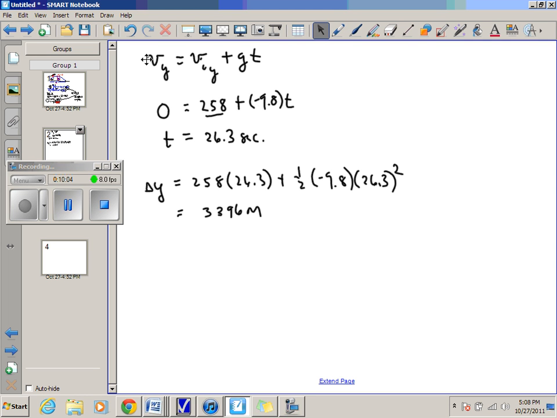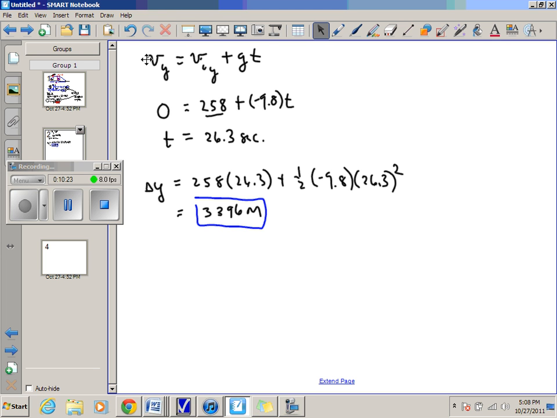Go ahead and double check that. Again, that's really over 3 kilometers, an enormous height. But given the large velocity and no air resistance, that's how high the object would go.